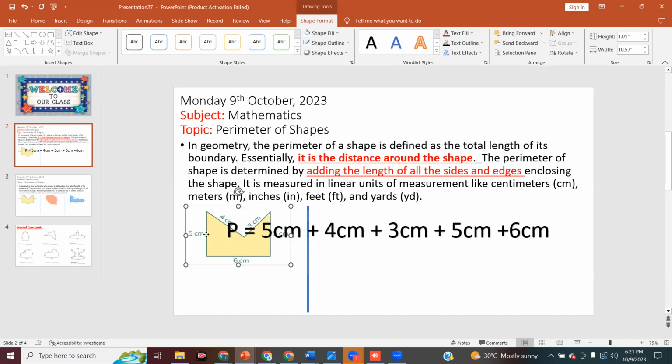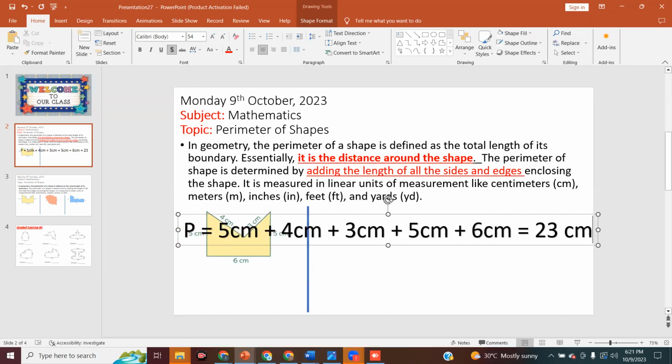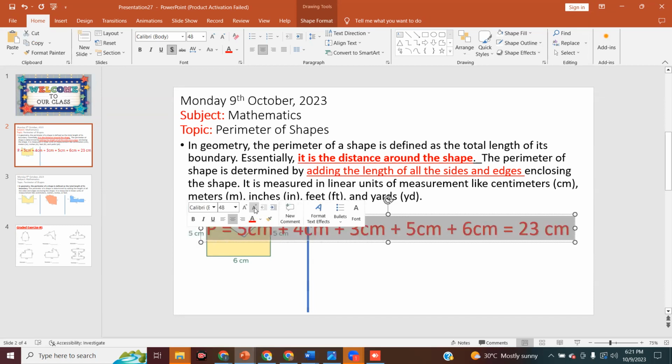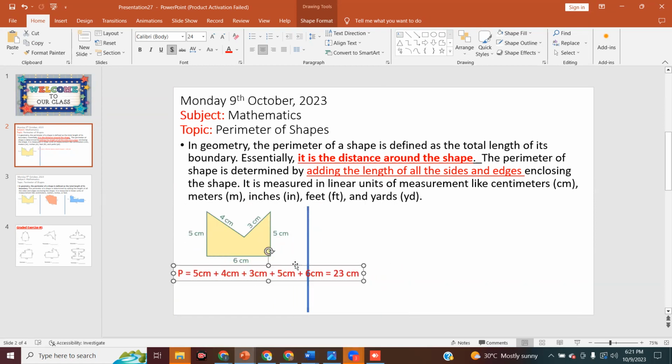And so when we add them all together, 5 plus 4 is 9, right? 9 plus 3 is 12. 12 plus 5 is 17, right? And 17 plus 6 is 23. So it's going to be 23 centimeters. How many persons got 23? Let me know. All right, very good. So the answer here is 23. So P is equal to 23.